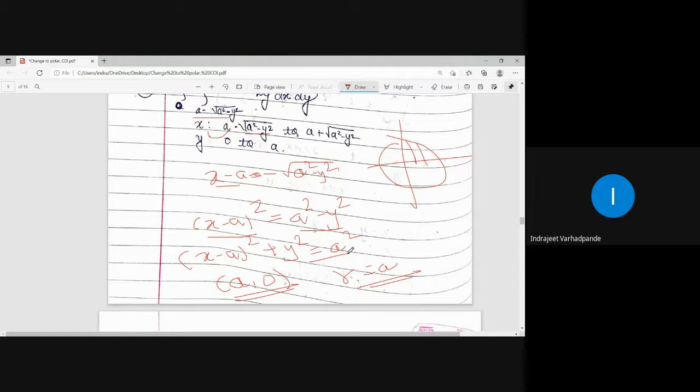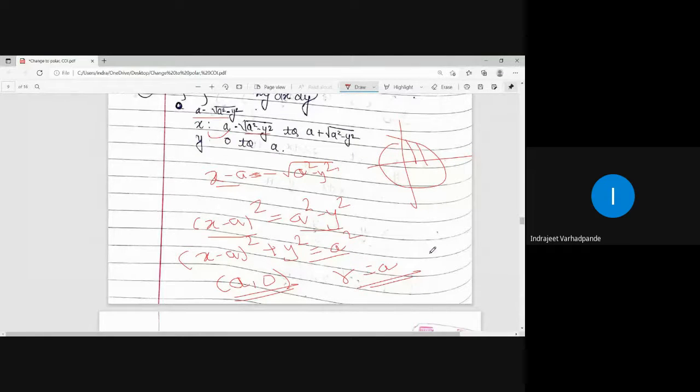So this is similar to the equation of a circle with center as a comma 0 and radius equal to a. So x minus a whole square plus y square is equal to a square will represent a circle with center at a comma 0 and radius equal to a.